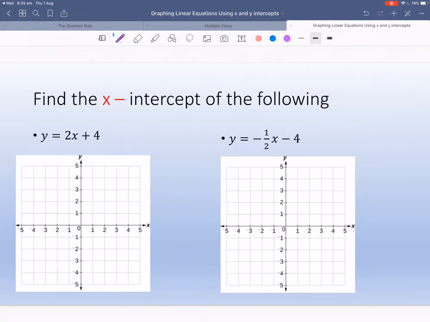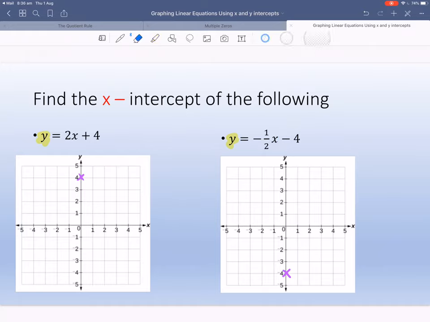Let's do it. Okay, so we've got to find the x-intercept. Now, let's find the y-intercept first. What is the y-intercept of both of these? Well, it's just simply this number. The y-intercept crosses here at 4. I'm going to rub this out. And in the second example, it's at -4, so that's the y-intercept. Because it's written as y = on its own, it tells us where the y-intercept is as well.